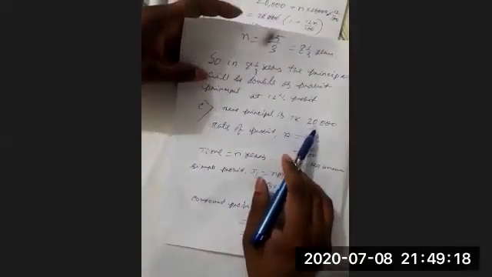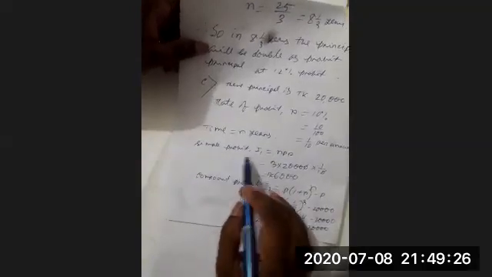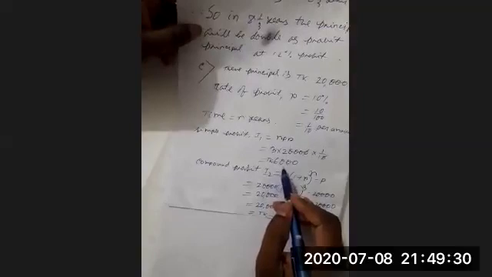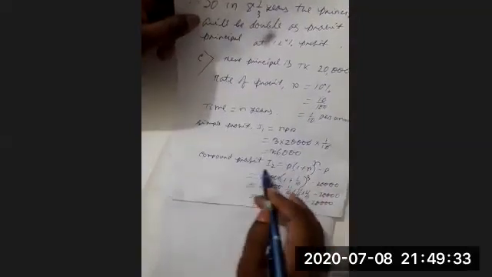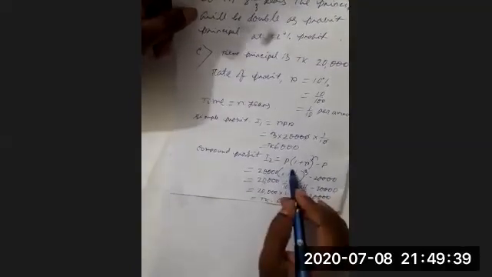Firstly, I find out the simple profit. Here principal is 20,000. Rate of profit R equal 10%, that is 1/10 per annum. Time n years. So simple profit I1 equal NPR. The result is simple profit 6,000. Again compound profit, here compound amount minus principal. The compound formula is P into 1 plus R whole to the power n minus P.